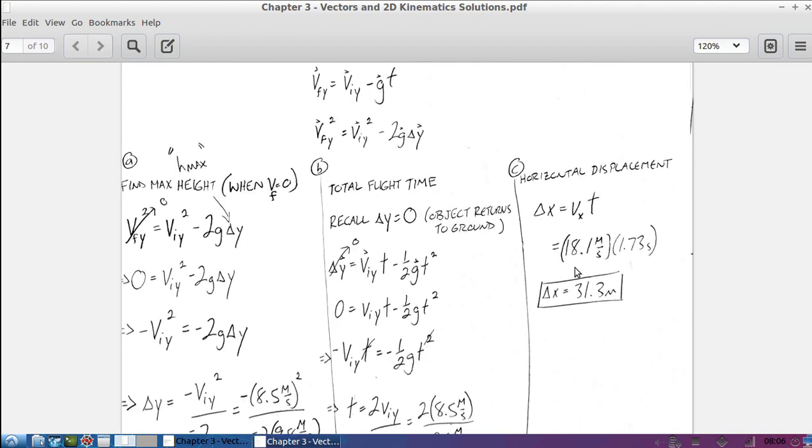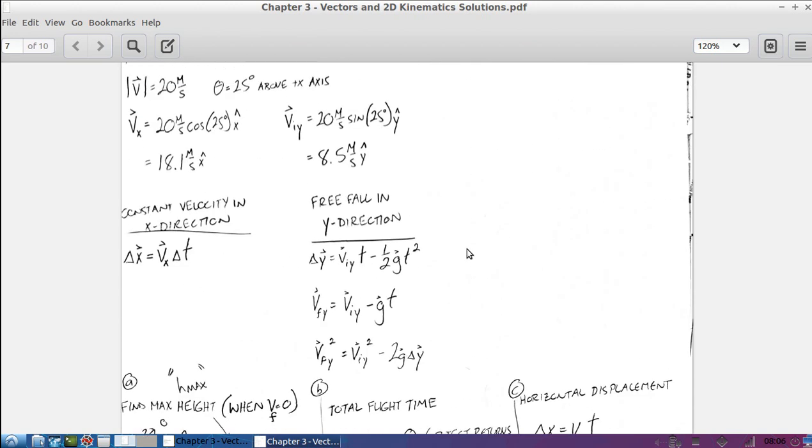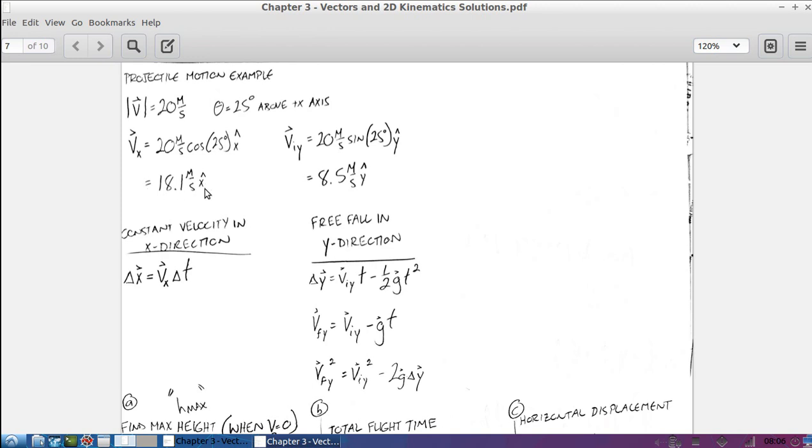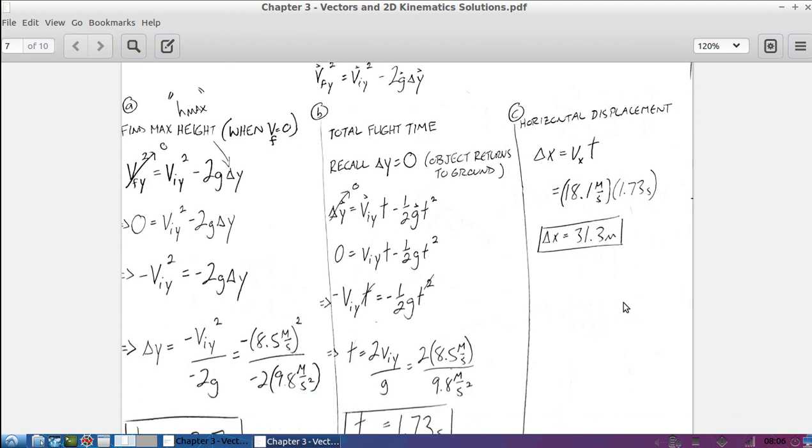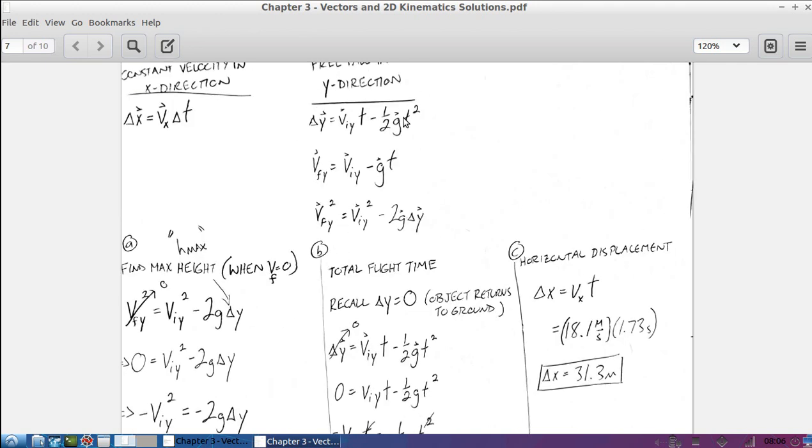The velocity is constant in the x direction. Again, I've got to go back up here. Talking about the x direction, I'm going to use this velocity vector. Not 20, I'm going to use 18.1 meters per second. Plug those values in, evaluate it, don't need any algebra, already solved for delta x, 31.3 meters. Again, the only thing that connects these two types of motion is the time. Right? The total time it's in free fall is equal to the total time it's displaced horizontally. Okay, so that's usually what connects these two equations, right, is the time.